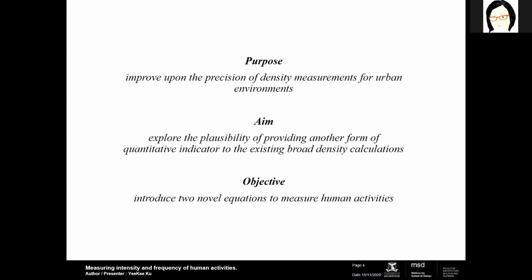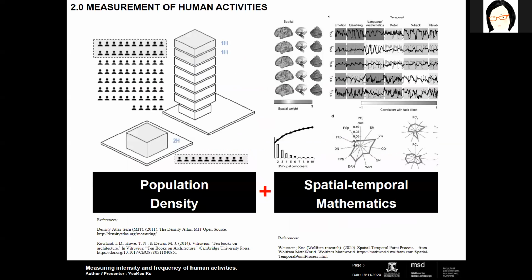Therefore, the purpose of this paper is to improve upon the precision of density measurements for urban environments. The aim is to explore the possibility of providing another form of quantitative indicator to the existing broad density calculation, and the objective is to introduce two novel equations to measure human activities, followed by an explication of procedures to implement the measuring process and test the results using visual pattern and statistical analysis before reporting on the final result. These equations are tested in a human settlement to measure the activities along the laneways and advance the study of Jacobs' public-private interfaces. The principles behind the proposed measurements are based on population density and spatial temporal point process mathematics.